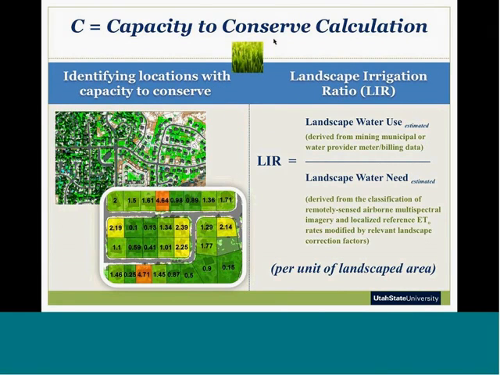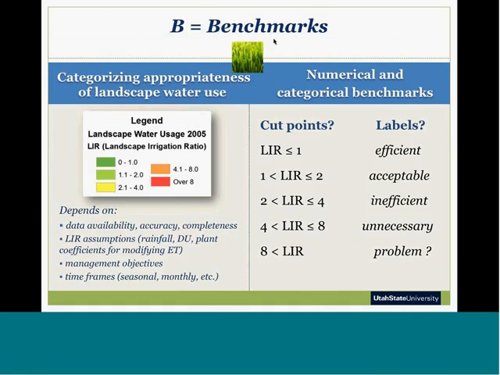In terms of benchmarking, in categorizing, and we're going to talk about the landscape irrigation ratio in the next slide, we've really been searching over time to get good data to work with. We've got a couple of test locations where we've worked, and its availability, accuracy, and completeness is really important to the whole approach.